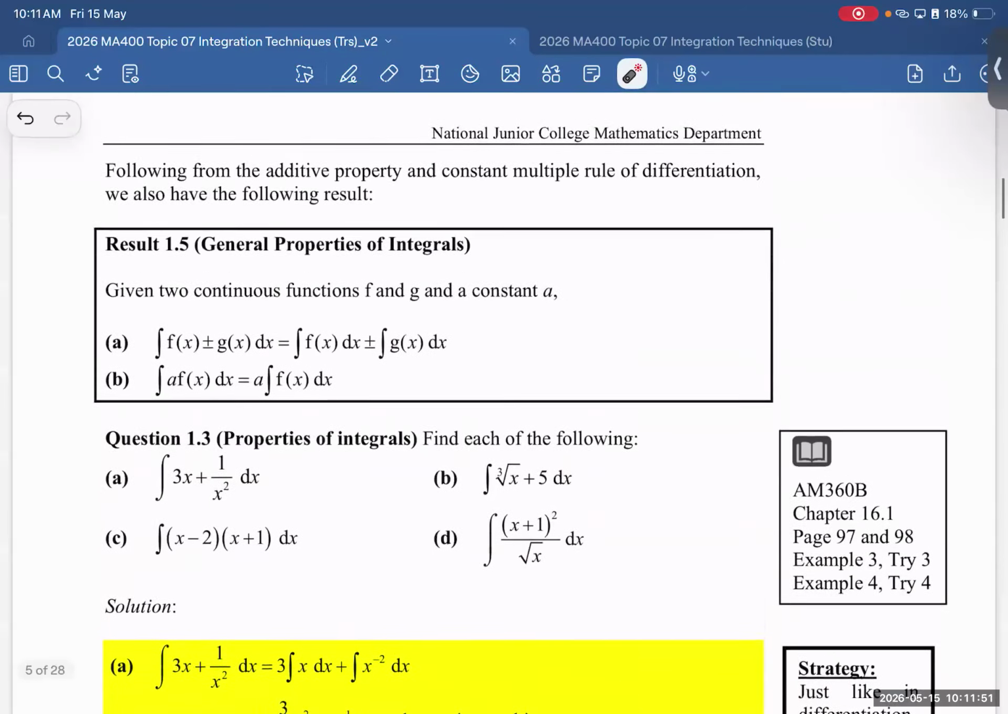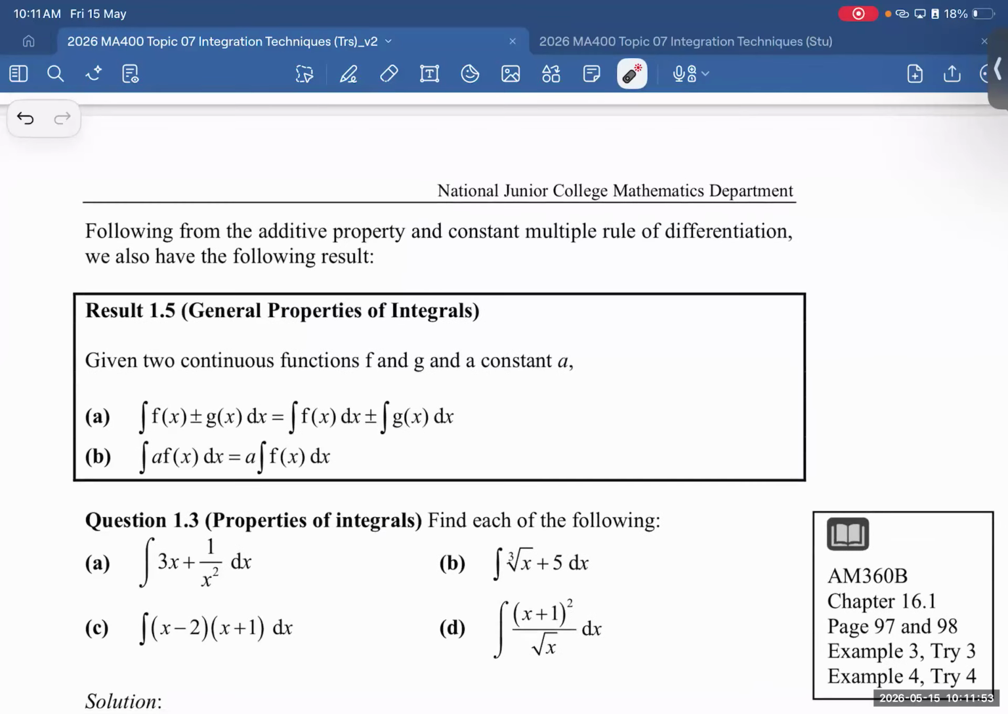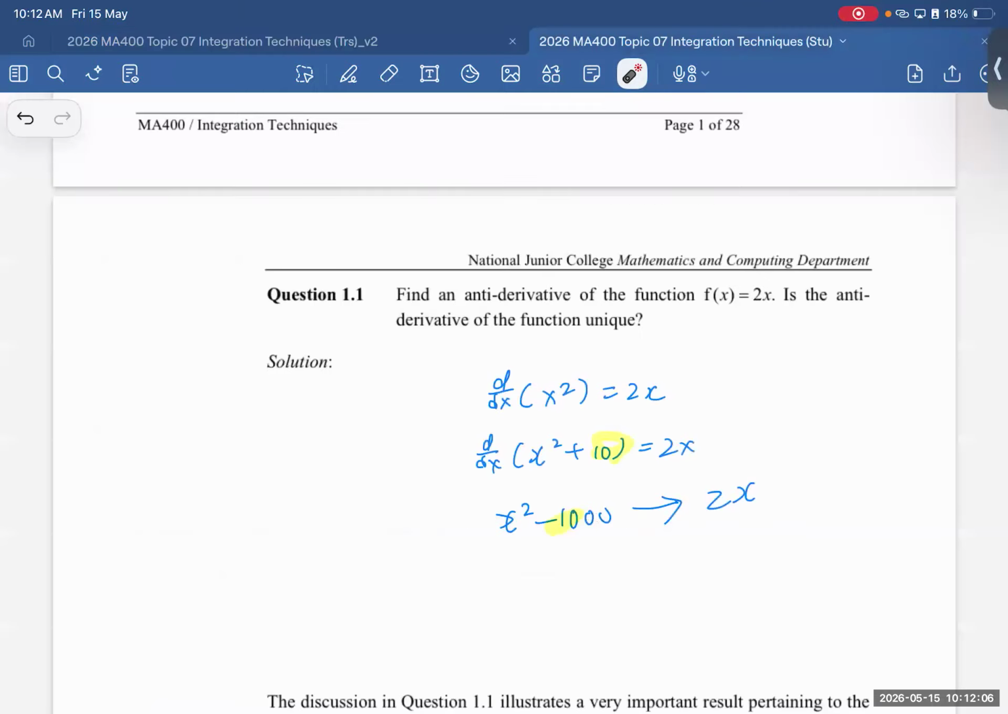Now I just ask you, which function do I differentiate to get cosine? Cosine, sine. I'll come to that later. Are you all done with 1.3? I'll wait a while.